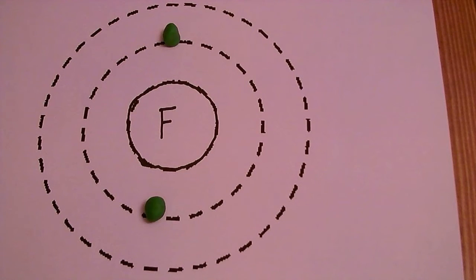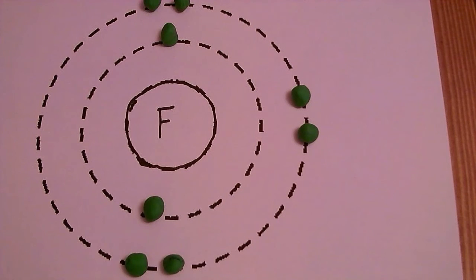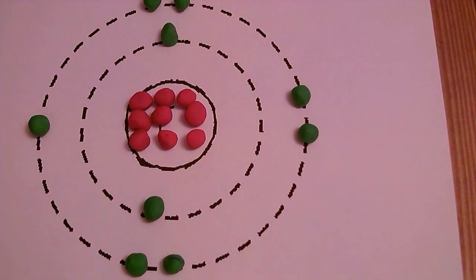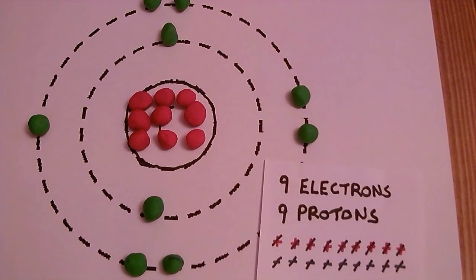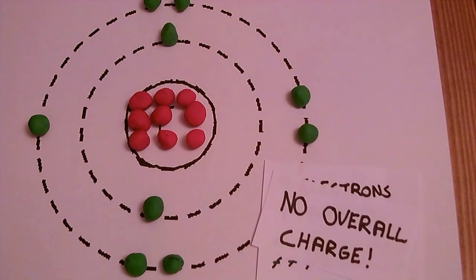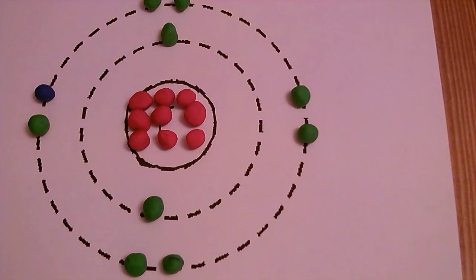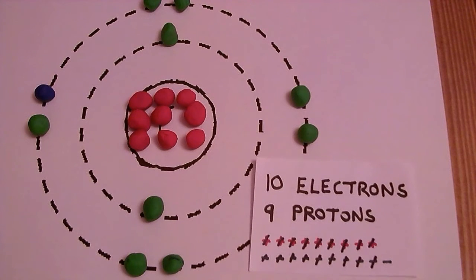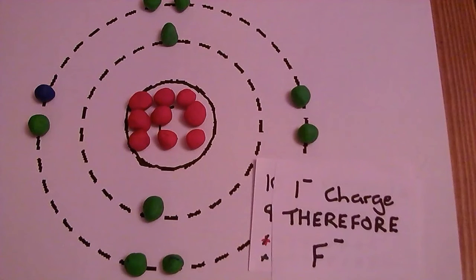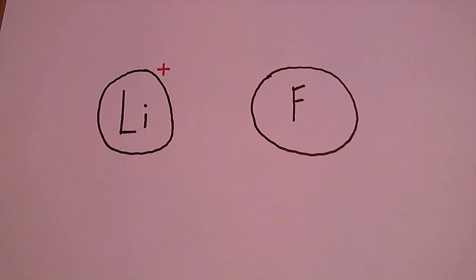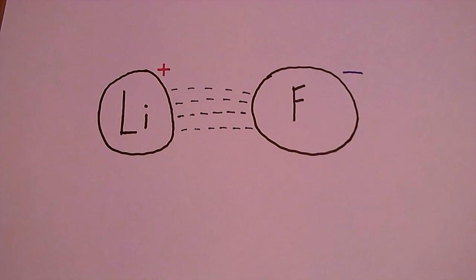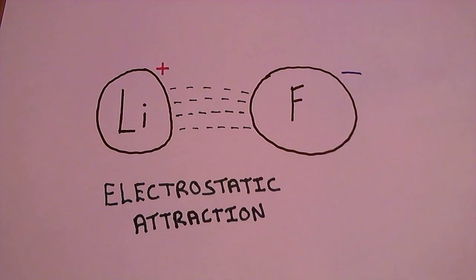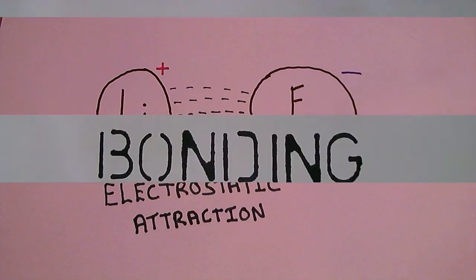Fluorine, on the other hand, usually has 9 electrons, and it also therefore has 9 protons. But in the ionic bonding between fluorine and lithium, it gains an electron. So when it gains an electron, it has 1 more electron than it does protons. So it becomes F−, a 1 minus charge. So lithium becomes positive, fluorine becomes negative. And because positives go to negatives, this creates an electrostatic attraction, causing ionic bonding.